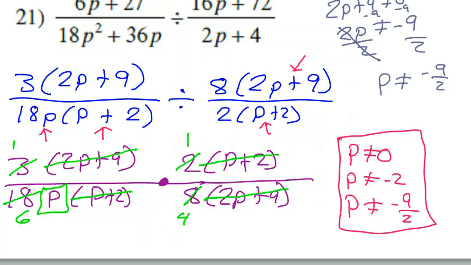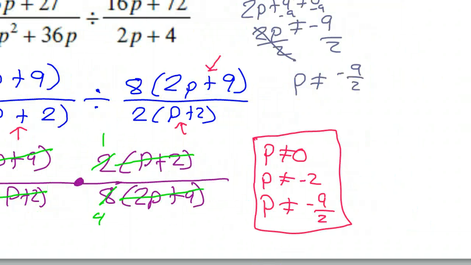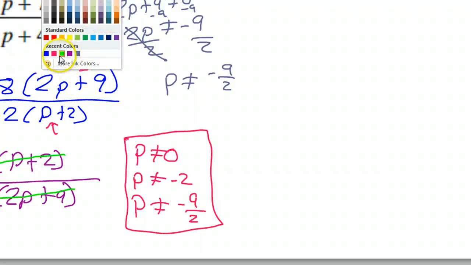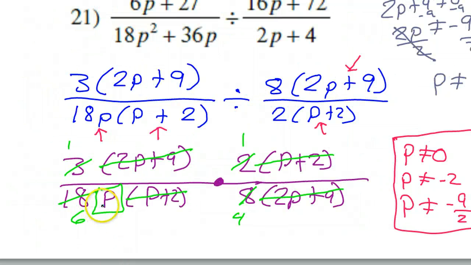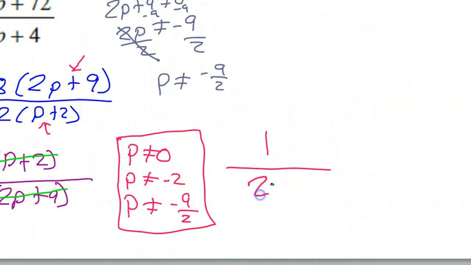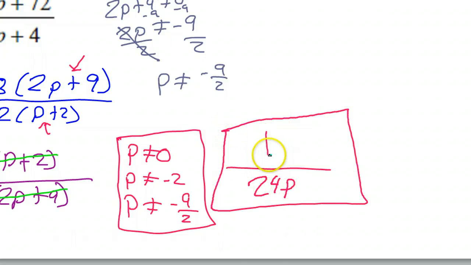I think we've canceled out everything that can be canceled. In the numerator, there's nothing left except for 1. So the numerator will definitely be 1. The denominator, I've got a 6 and a 4. Well, 6 times 4 is 24. And then the only thing else is the p, so 24p. So here's the simplified version, and these are the 3 restrictions.